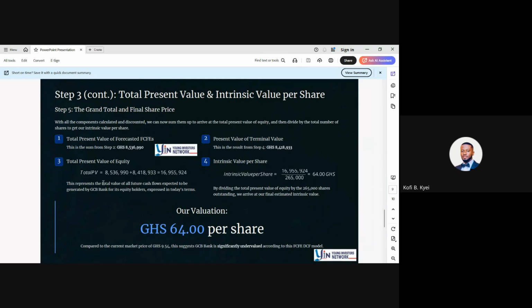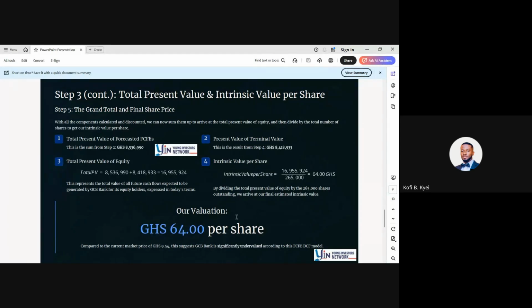Okay, total present value of equity. This represents the total value of all future cash flows expected to be generated by GCB for its equity holders, expressed in today's terms. So this is the intrinsic value. However, we want to know the intrinsic value per share, so you have to divide it by the number of outstanding shares. By dividing the total present value of equity by 26,500 shares outstanding, we arrive at our final estimated intrinsic value, which is 64 cedis per share.